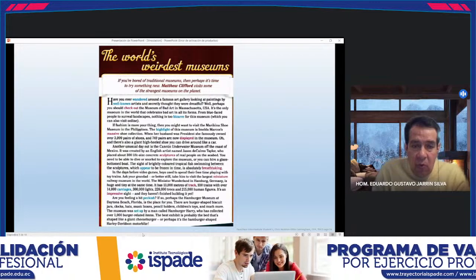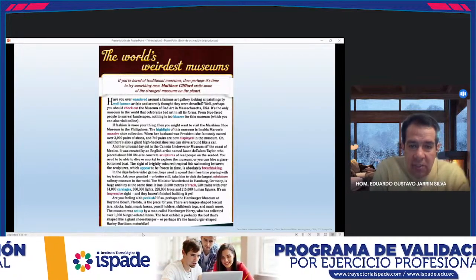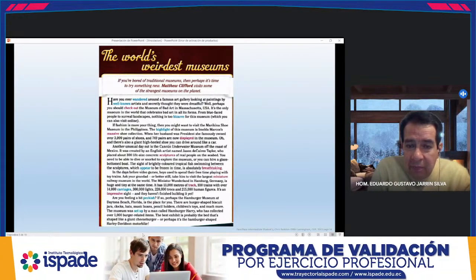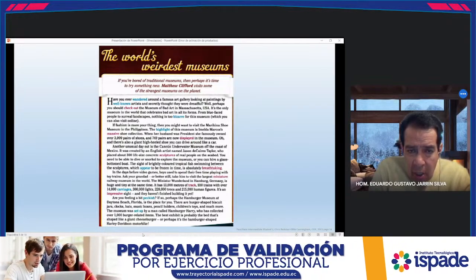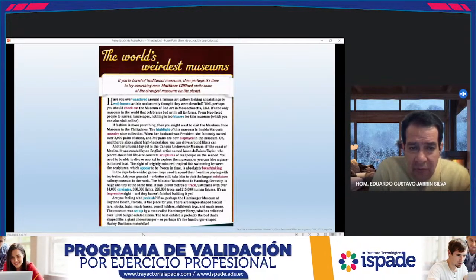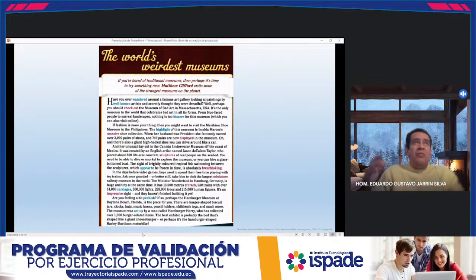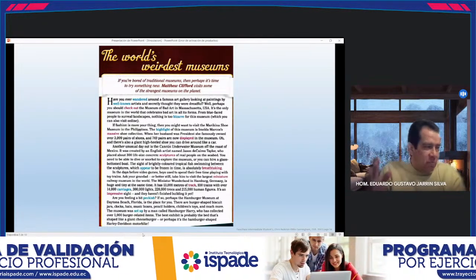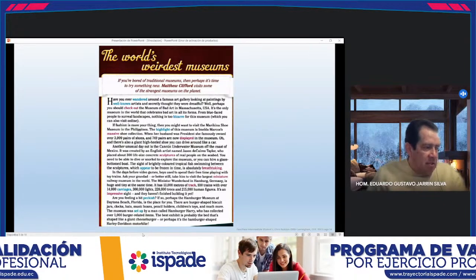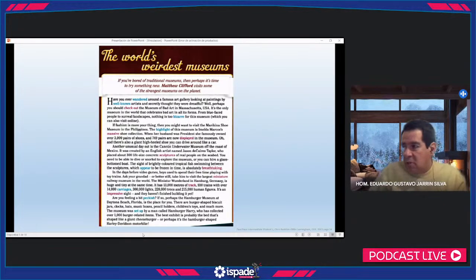Then you have the next word, which is massive. So it says, the highlight of this museum is Imelda Marcos' massive shoe collection. When her husband was president, she had over 3,000 pairs. Okay, if it is 3,000 pairs of shoes, that is a massive thing. Is it something small or is it something big? Is it something which is insignificant or is something huge?